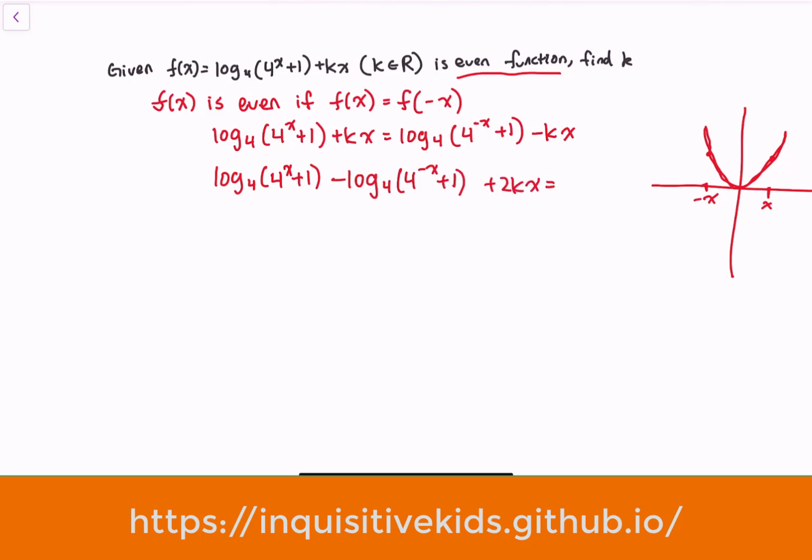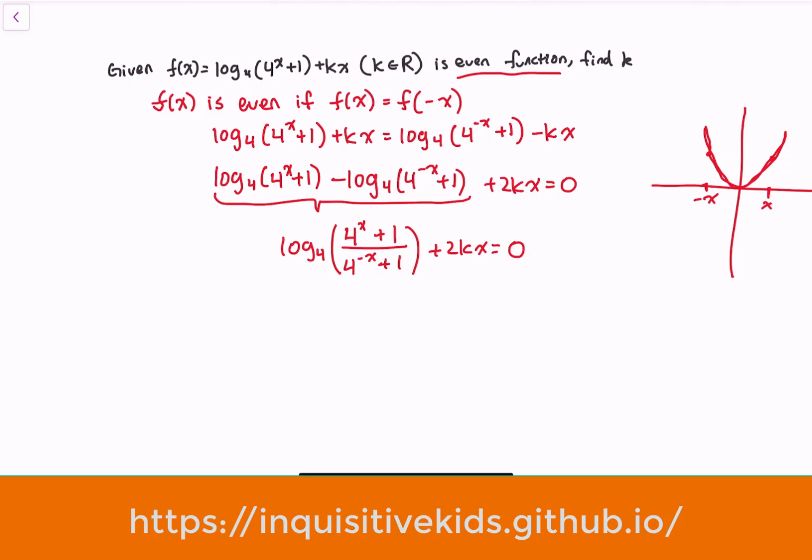As you can see, we have shifted our terms to one side of the equation. Using our division property in logarithms, we can rewrite these two terms as log base 4. We have 4 to the x power plus 1 as the numerator, and on the bottom we have 4 to the negative x power plus 1. So plus 2kx is equal to 0.